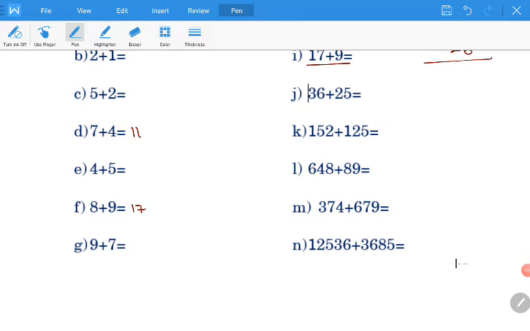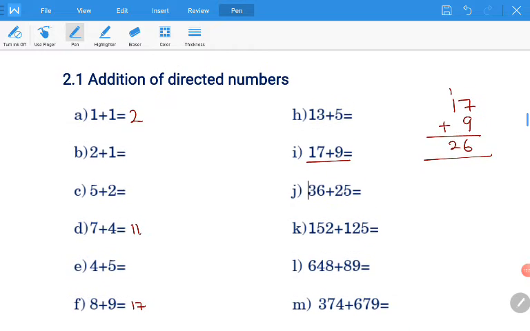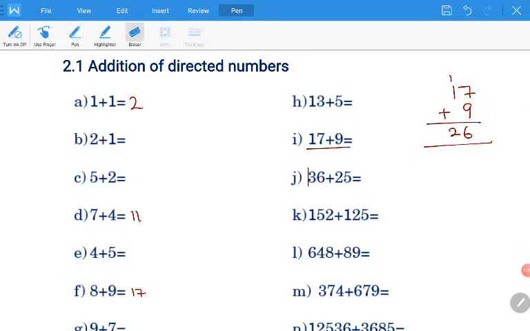So we will look again at question M. Here at question M, we can see that it's completely impossible to solve it using the number line. Here we will need a very long number line. M is saying 374 plus 679. So again, we write it as a horizontal expression. So this is 374 plus 679.